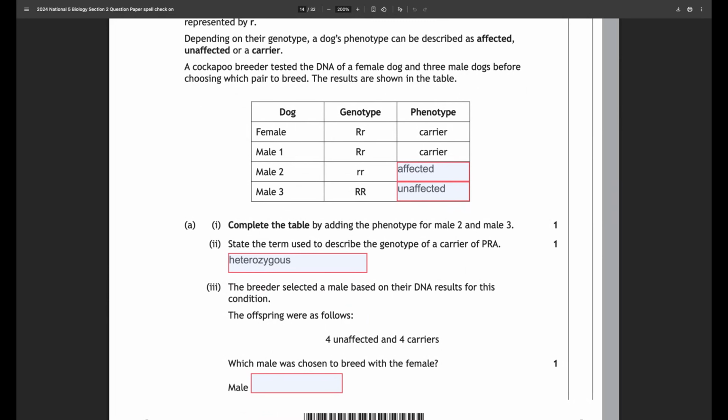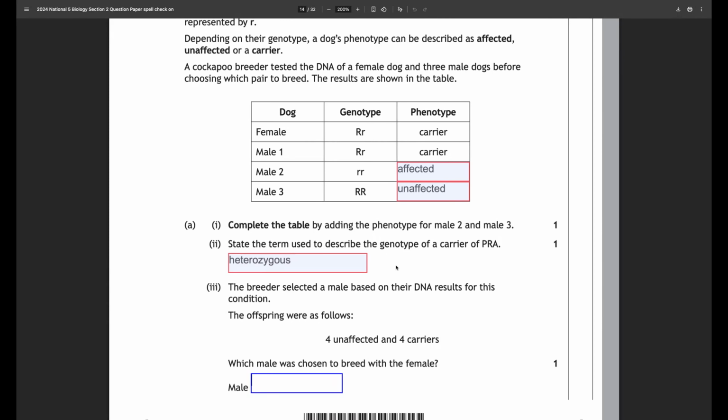Part 3, the breeder selected a male based on their DNA results for this condition. The offspring were as follows. We've got 4 unaffected and 4 carriers, okay? Now, if we look up at our table we did earlier, unaffected means capital R's all round, and the carrier means a capital R and a small r. So which male was chosen to breed with the female to give us offspring that only have those genotypes? Well, the female is a carrier, okay, which is fine.